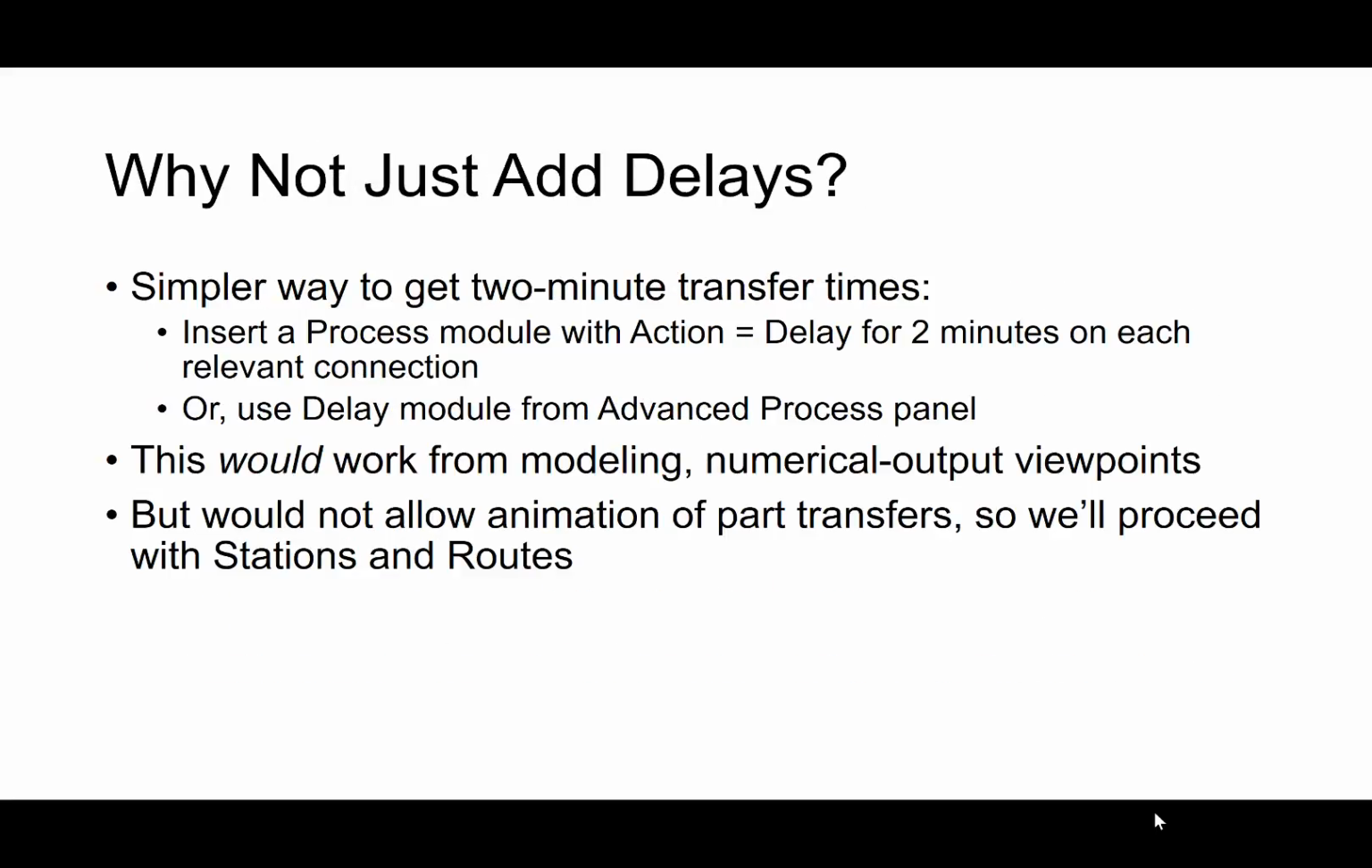The question might be, why would we not just add delays? Instead of adding a transfer time of 2 minutes, why don't we just add a delay up there? Simpler way to get a 2-minute transfer time. You could insert a process module with an action of delay for 2 minutes on each connection, or just use the delay module. So it would work for modeling numerical output viewpoints, but it would not show any of the animation. And for our purposes here, we want to be able to see the model run and flow, which is a vital element of the simulation.